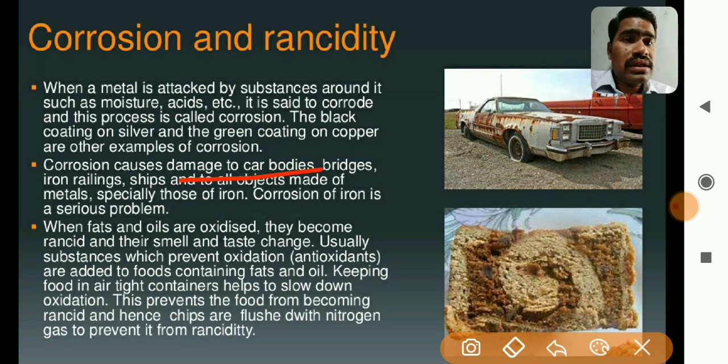So iron mostly gets corroded very fast. This is a very serious problem, because of this corrosion, day by day iron gets weakened and its strength is lost. So this is a very dangerous process.